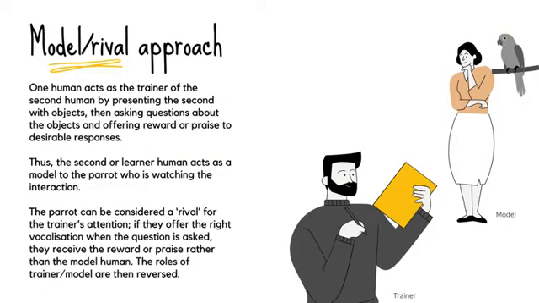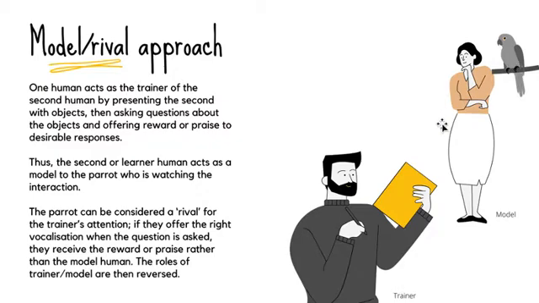So what is the training method? Here they use the model rival approach. So this is how they train him to say categorical labels. So one human acts as a trainer of the second human by presenting the second human with objects, then asking this person about the objects and offering reward or praise for desirable responses. Thus, the second, or the learner, human acts as a model to the parrot.